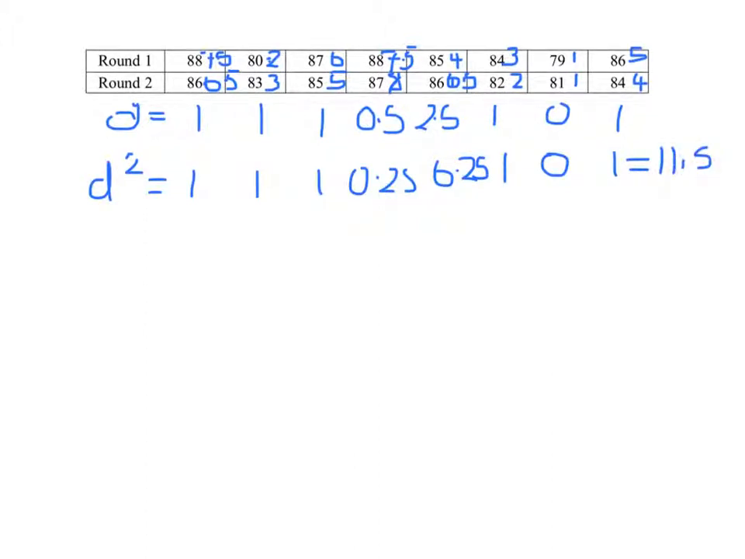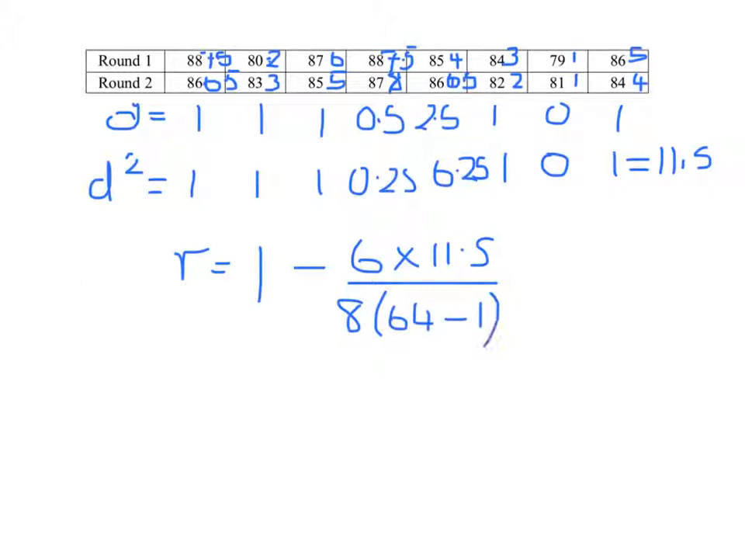Now remember, the Spearman's rank formula is in the formula booklet, and it's 1 minus 6 times the sum of d squared all over n, so we have 8 values, upon n squared, so that's 64, take away 1, and that gives us a Spearman's rank of 0.863. That's positive, so that tells us that we have a positive correlation.